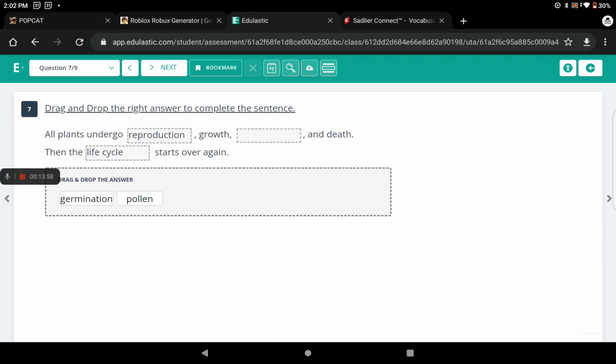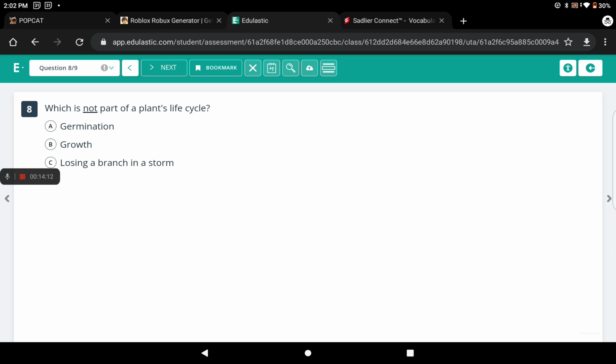Growth, will it be reproduction, germination, pollen, or life cycle? Then the what starts over again? What does undergo mean? Go through it. To undergo means to go through it. All plants undergo, then the blank over again.